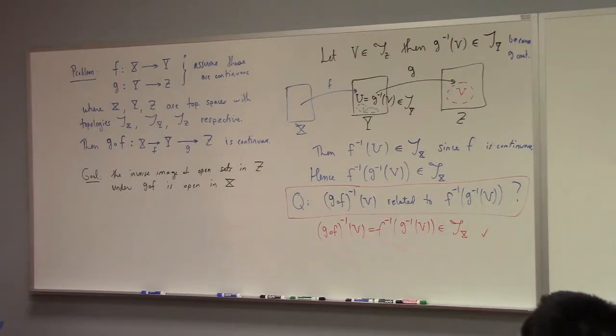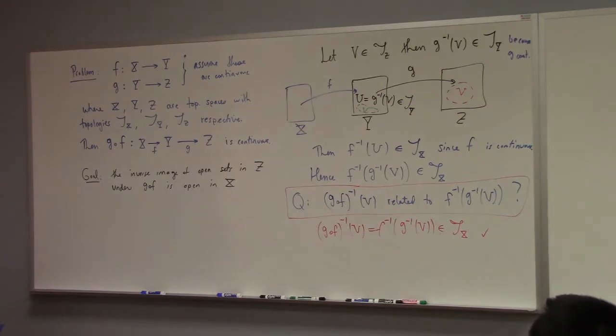Are they equal? Certainly if the function's invertible, they're equal, right? But if you're not sure that those are equal, how would you check that those are equal?